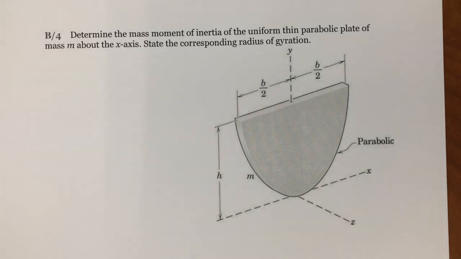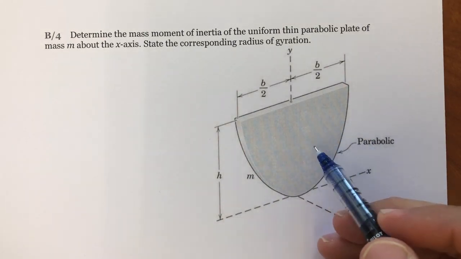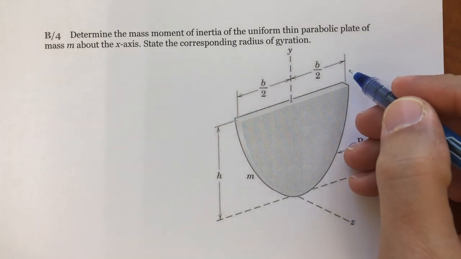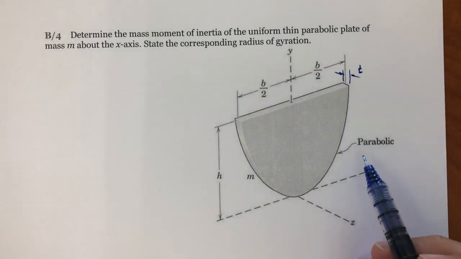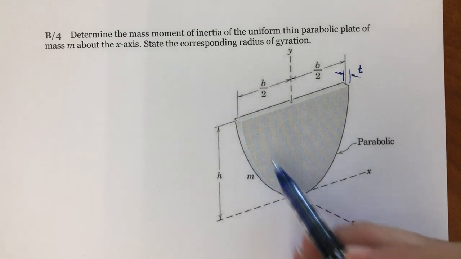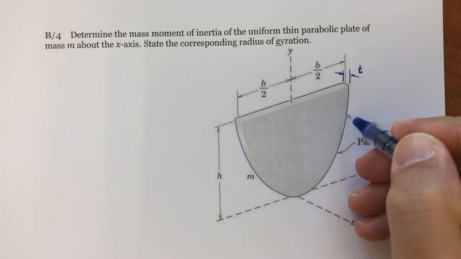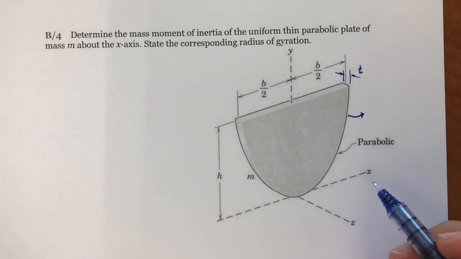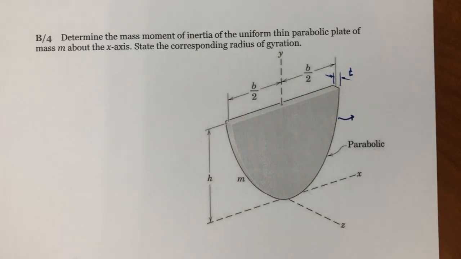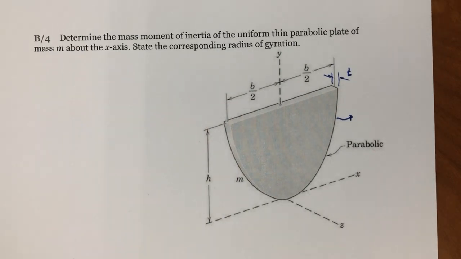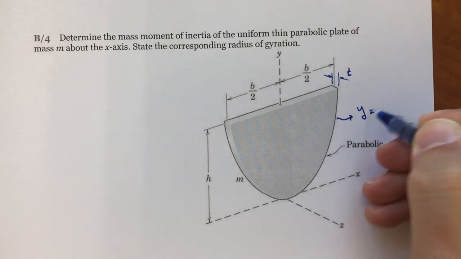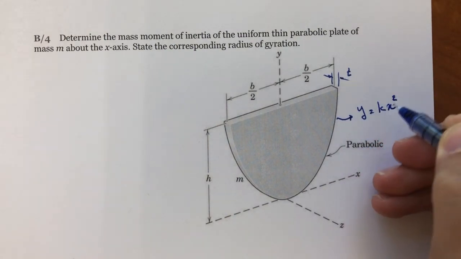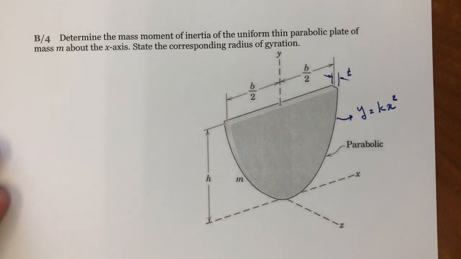Problem B4. Here we have this plate with the thickness of t, and the shape of it is a parabola. So the equation of this line, we can write it as y is equal to k times x squared, which k is a constant number.